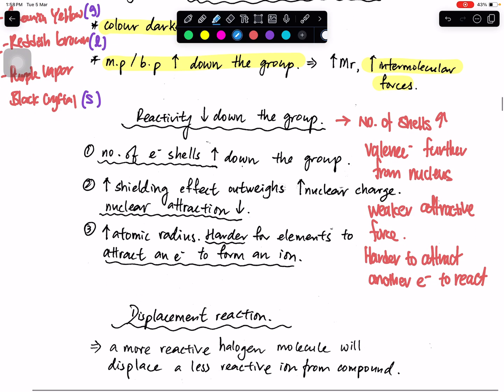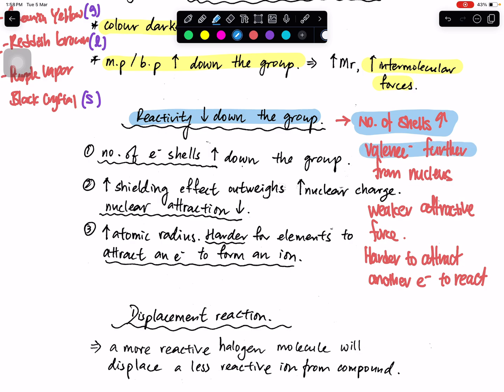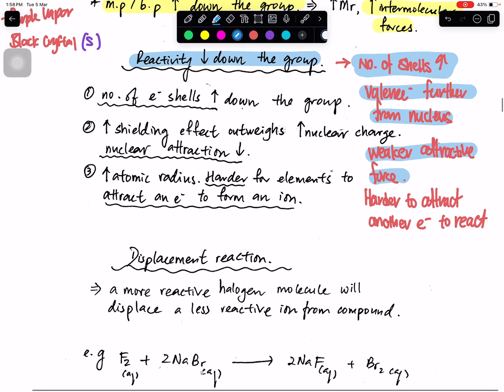Okay, so the next part here: the reactivity of the halogens actually decreases down the group. Why is that the case? If you can follow the reasoning on the right: first, your number of shells will increase, so your valence electrons become further away from your nucleus. Therefore it will experience weaker attractive forces between the nucleus and the electrons, and because of that, it will be harder to attract another electron for any reactions. Just take note of that.